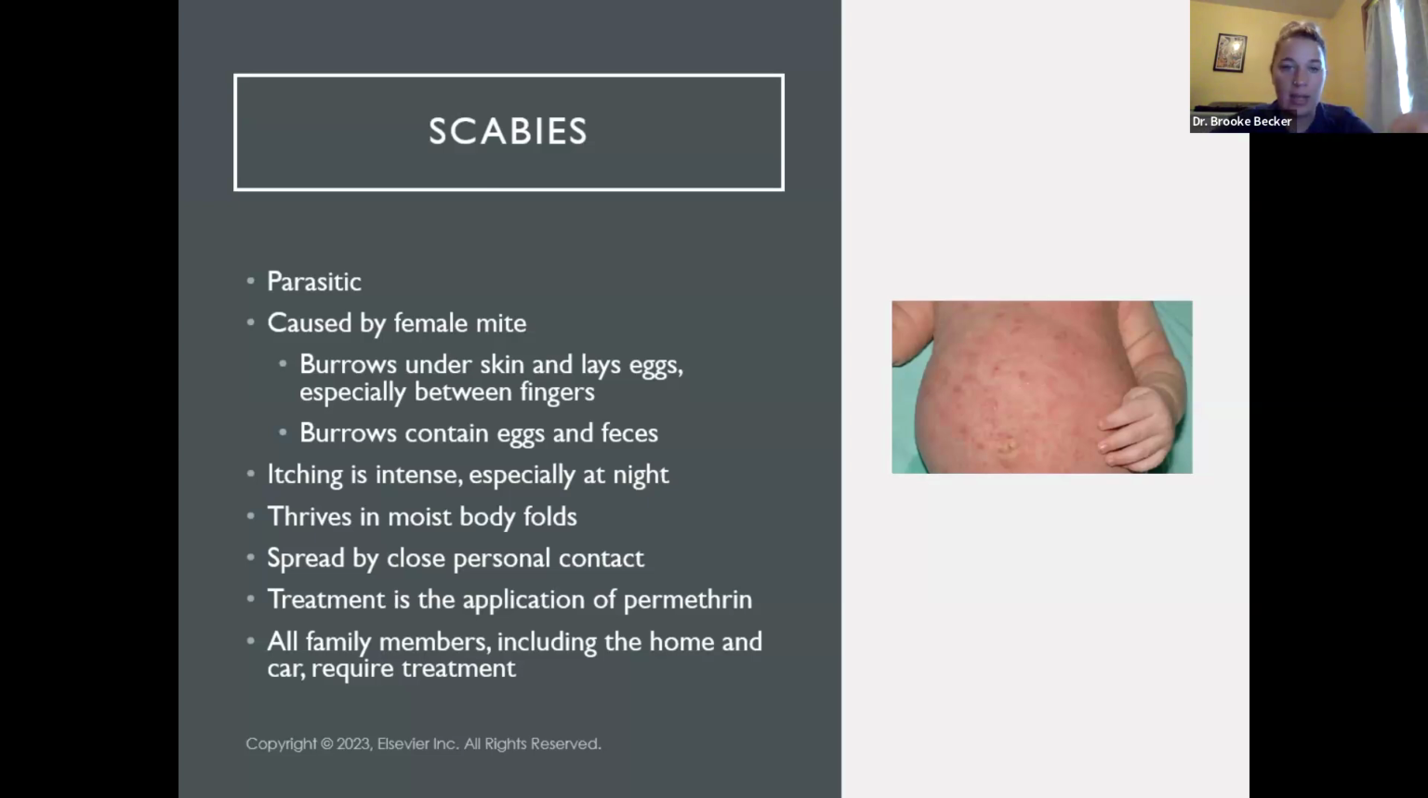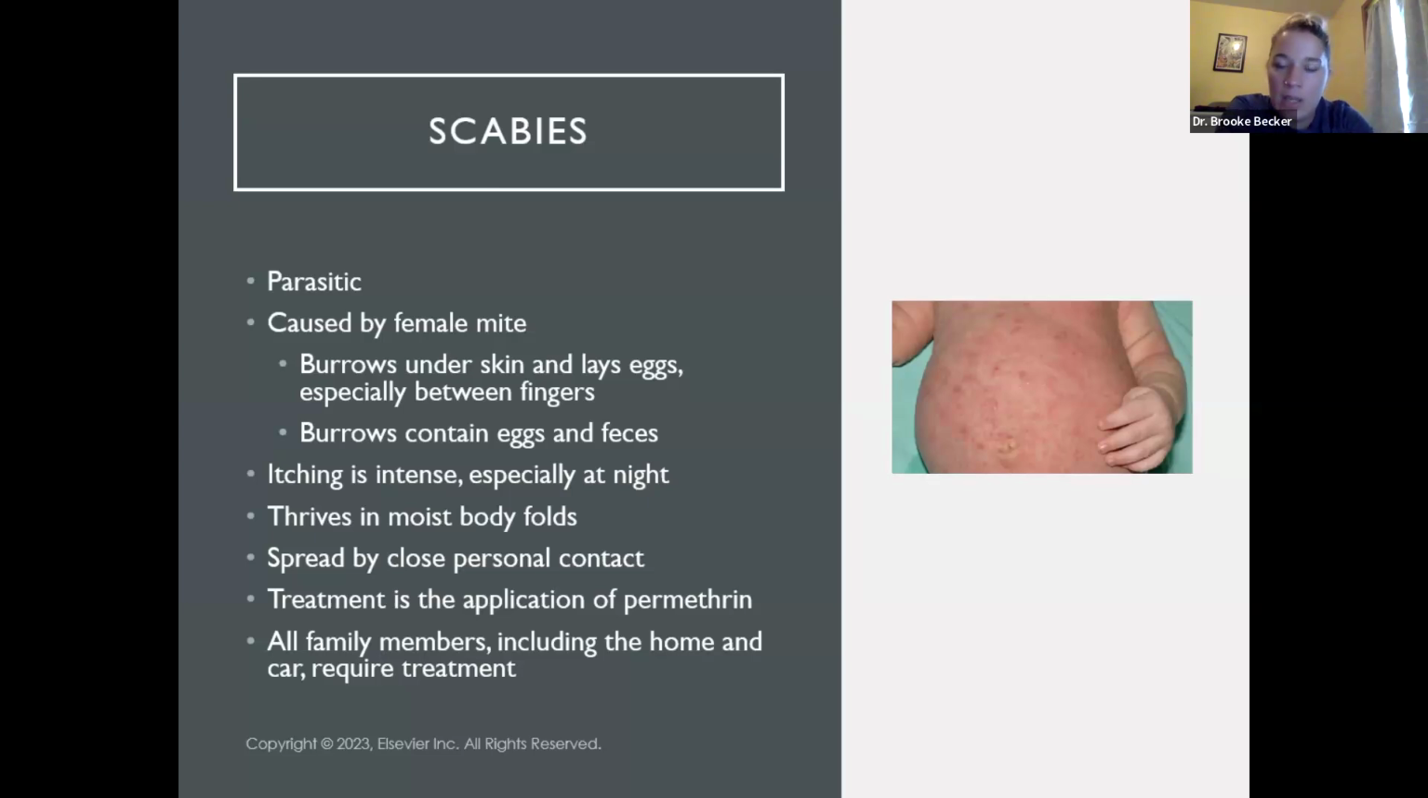Scabies, it's a parasite, of course, so it likes those dry, moist, dark folds. A lot of times, like between the buttocks, the groin folds, armpits, under breast tissue, and it's spread by personal contact with somebody else who has scabies.